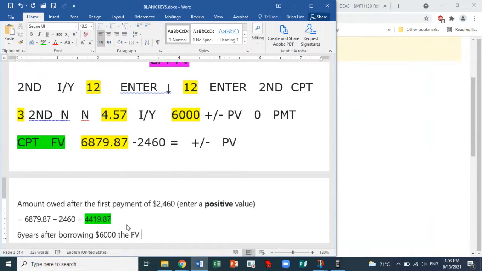The future value equal to, and we have to find future value. Okay, now it's how many years. So the number of years, 6 years after borrowing the $6,000, that would be what? So we had 3 years before, so 6 years minus 3 years that we did before would be equal to 3 years. Okay, so it's another 3 years, not another 6 years.